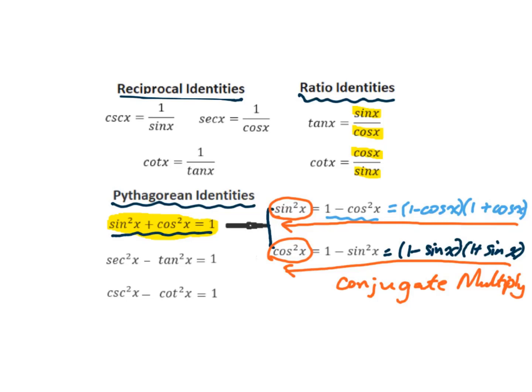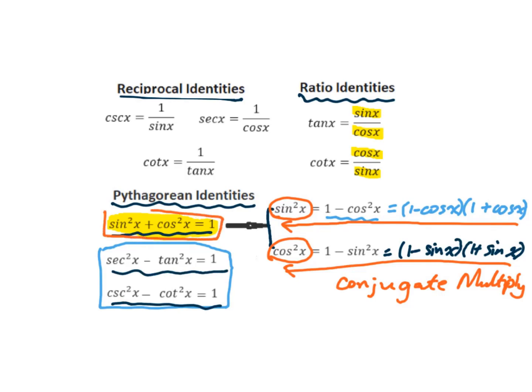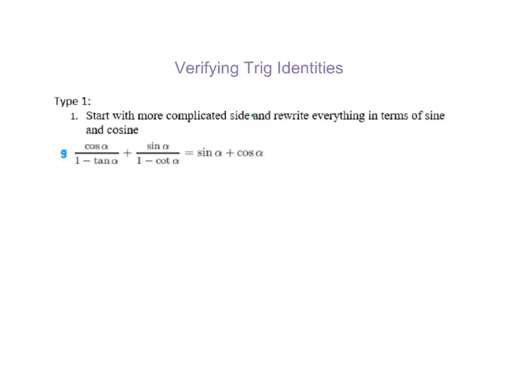For most of our students, these two Pythagorean trig identities are so hard to remember. Therefore, it's not very necessary for students to remember these two. This one, you have to memorize. Now let's look at some examples.